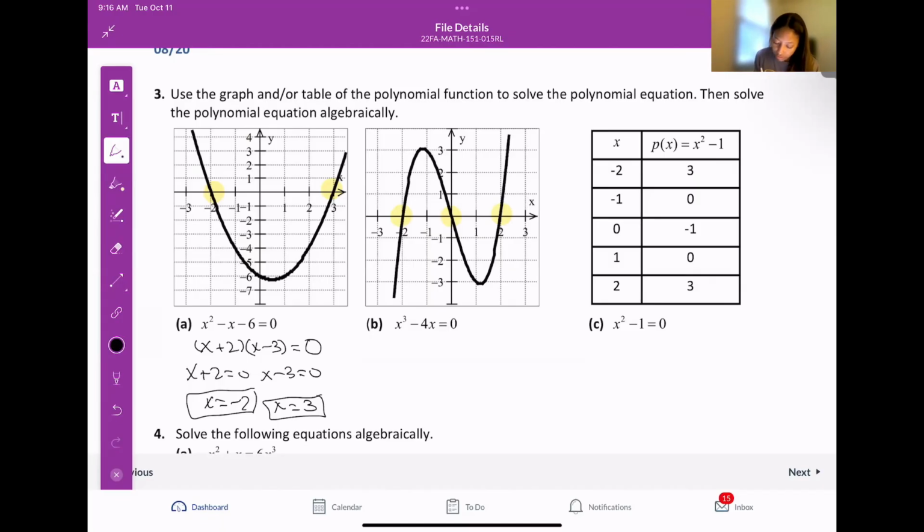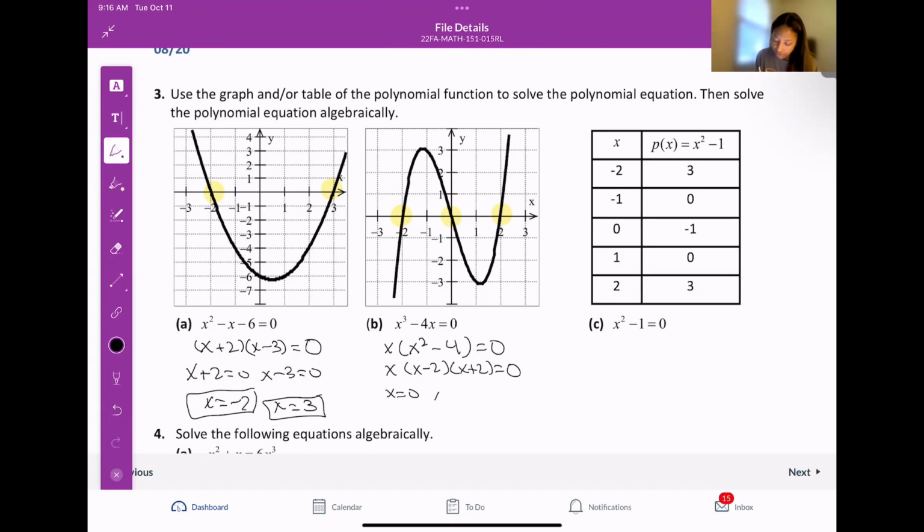So for x cubed minus 4x, we can factor out an x, and then this is x times (x squared minus 4) equals 0. X squared minus 4 is a difference of squares. So we have x times (x minus 2) times (x plus 2) equals 0.